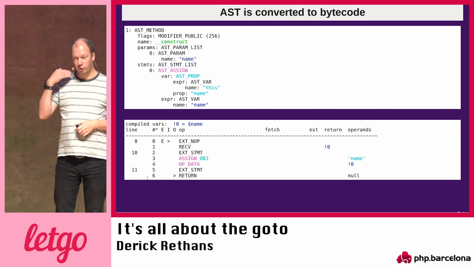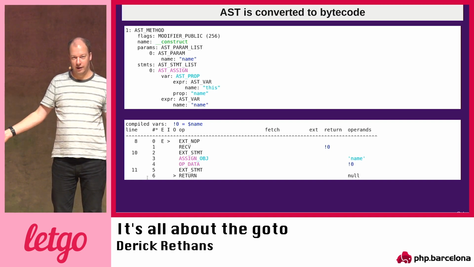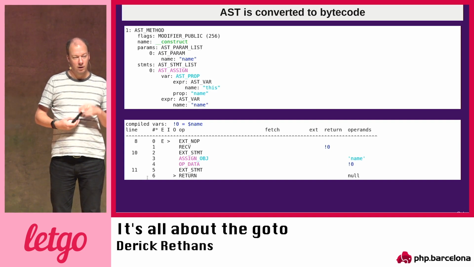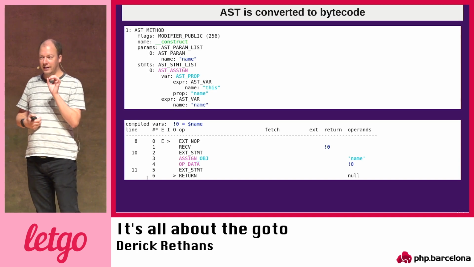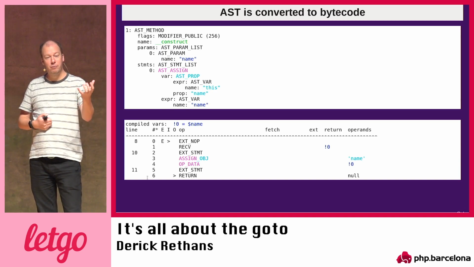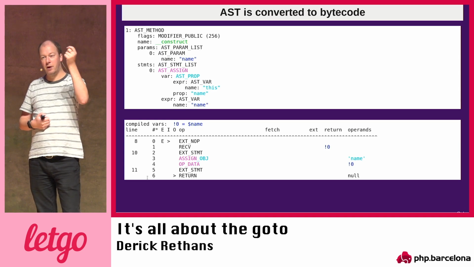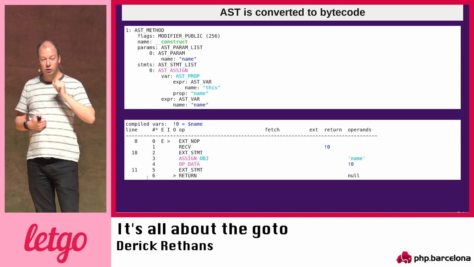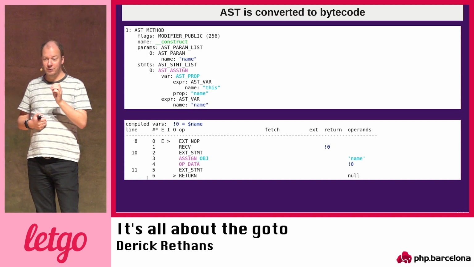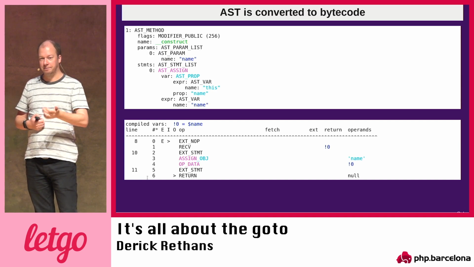opcache will remove that line because it doesn't do anything, so it can optimize it out. The recv opcode stands for receive, which means bring in an argument that is being passed into the function into the variable represented by !0.